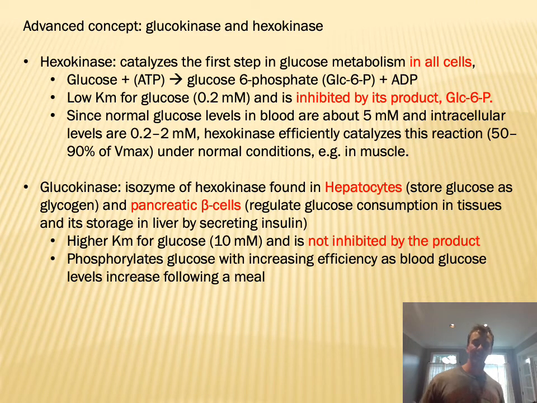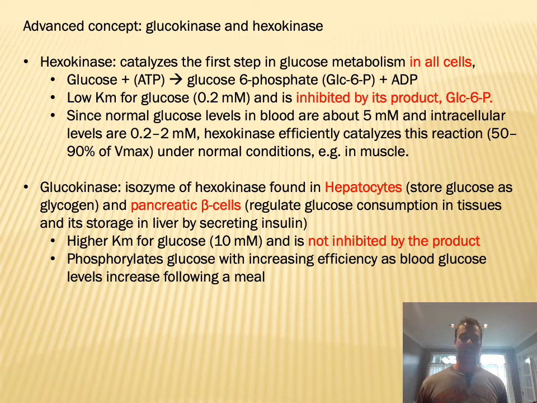The reason for this is, even though they are isozymes of each other, they're needed for different reasons. So hexokinase is found in all cells. It catalyzes the first step in glucose metabolism. Again, here's the reaction. It has a low Km for glucose and is inhibited by glucose 6-phosphate, its end product. The normal levels of glucose in blood are about 5 millimolar, and basically hexokinase efficiently catalyzes the reaction under these normal conditions.